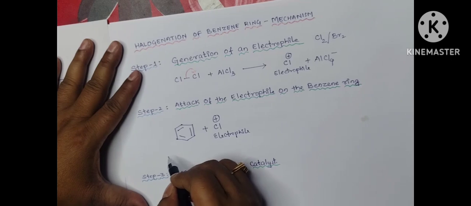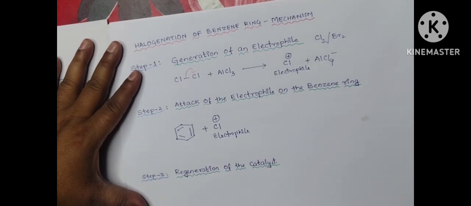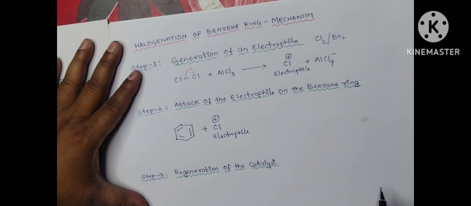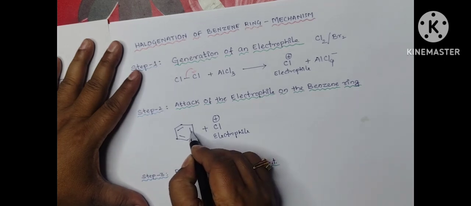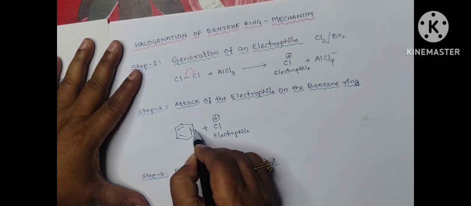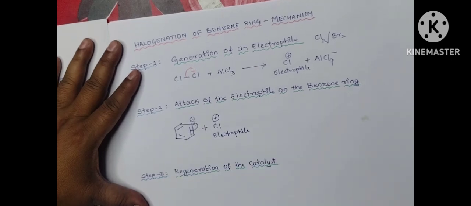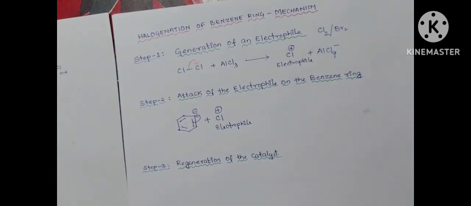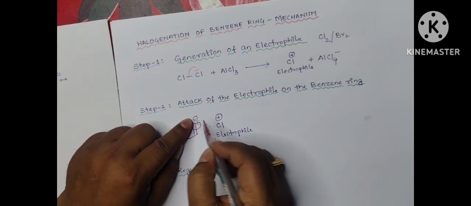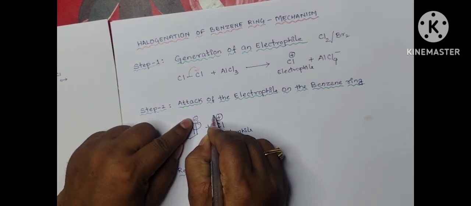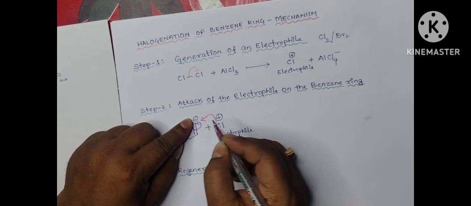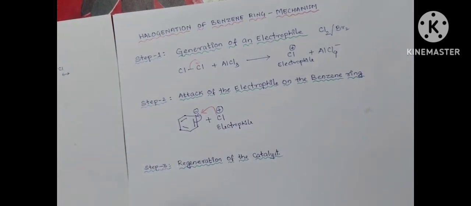How is it going to be? To attack, at least one pair of electrons is required. So how is the Cl plus going to attack here? The electrophile is going to attack the benzene ring. Now see here, these pi bonded electrons first shift here, so it will have a negative charge here. Next, with this pair of electrons, this Cl plus goes and forms a bond with the benzene ring.